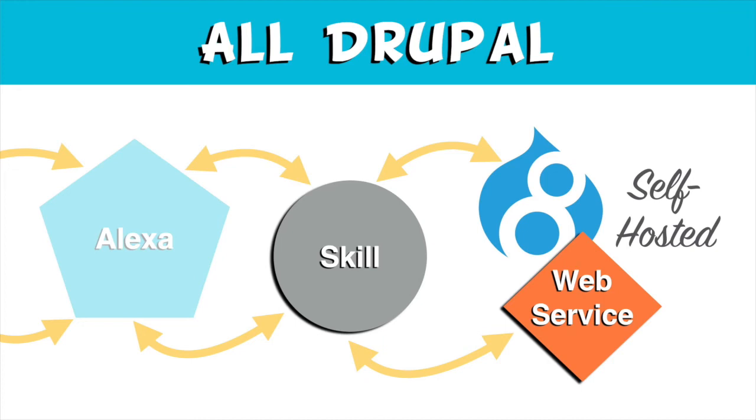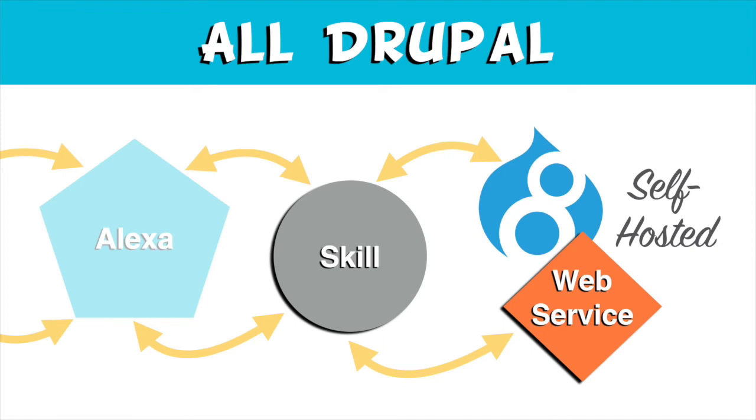So from a high level, what's going on is the user interacts with their device, they ask Alexa something. Alexa will be invoked by the invocation name, so your app gets triggered. The data from that gets sent to your Drupal website. Drupal does some magic, responds back with a response, and that gets sent back to Alexa. So we're completely removing the Lambda piece, like I mentioned.